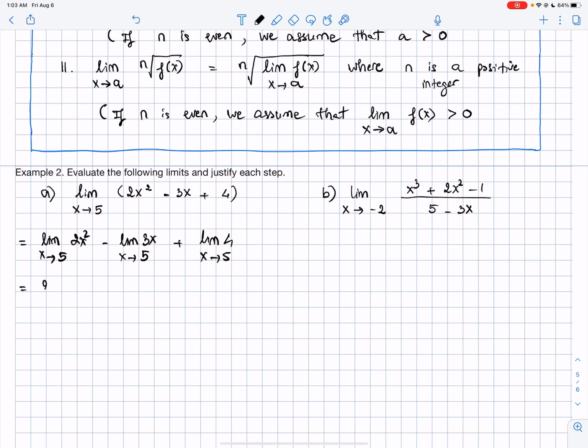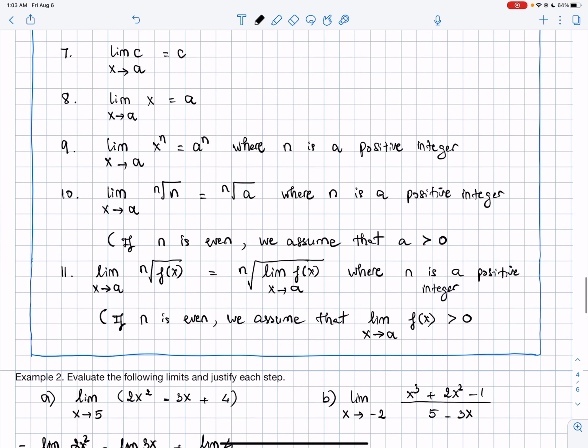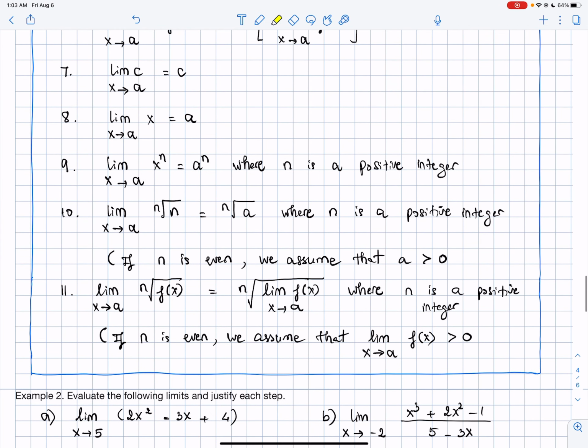So we have 2 times the limit as x approaches 5 of x squared, minus 3 times the limit of x as x approaches 5, and the limit of 4 as x approaches 5. So we go to the exponential. What do we see in the exponential in law number 9? That means that we just put the a into the x.